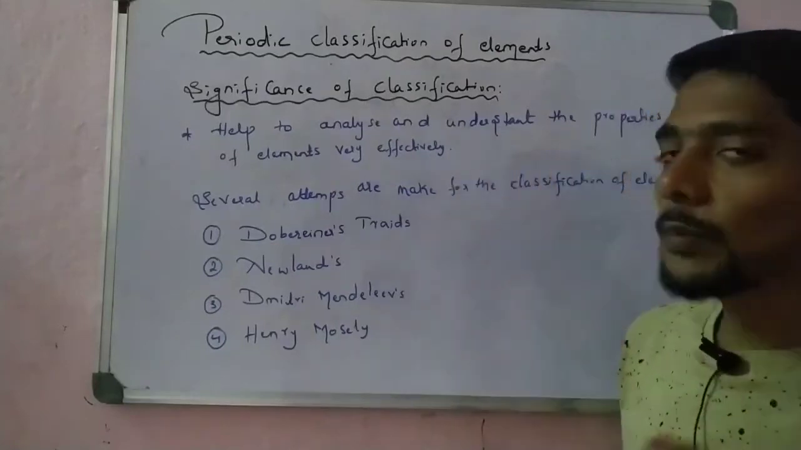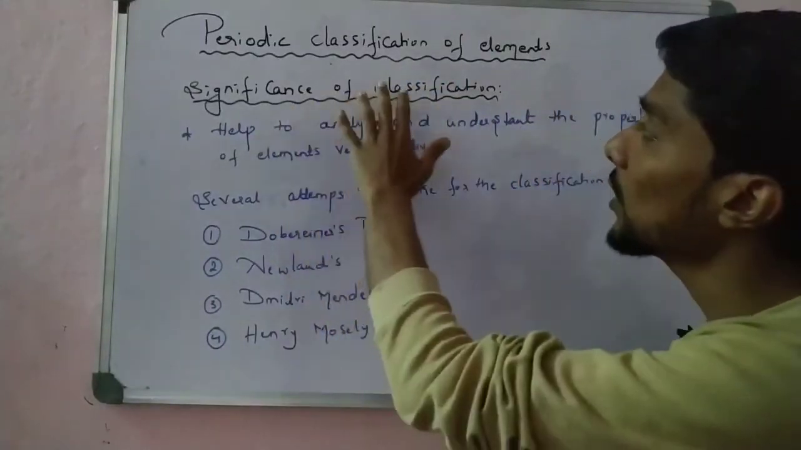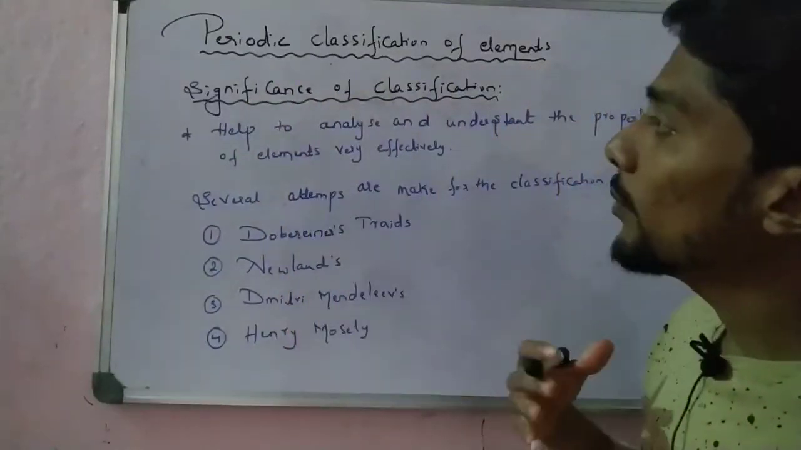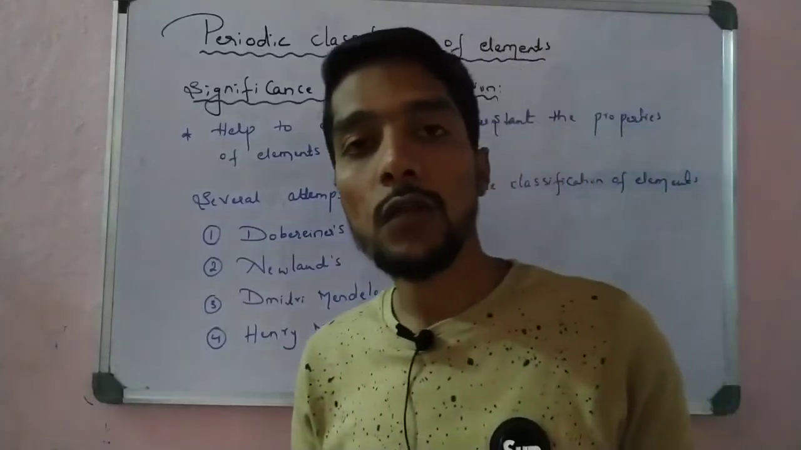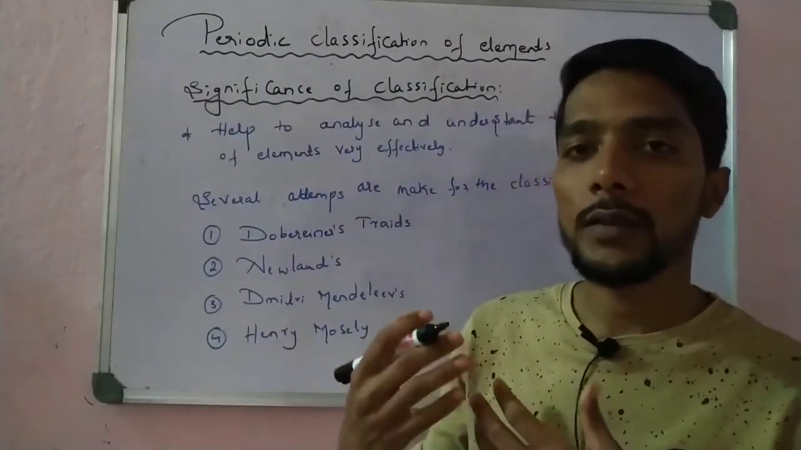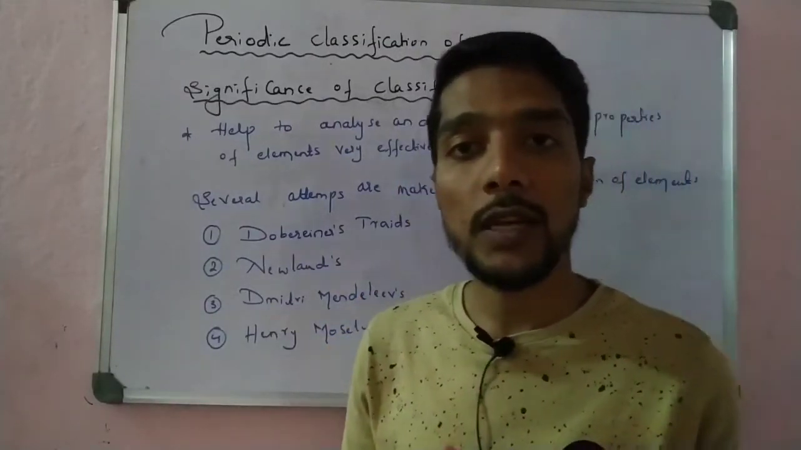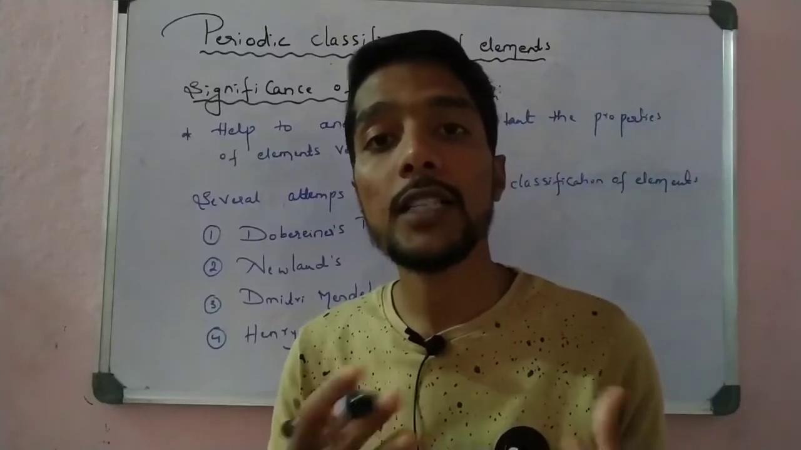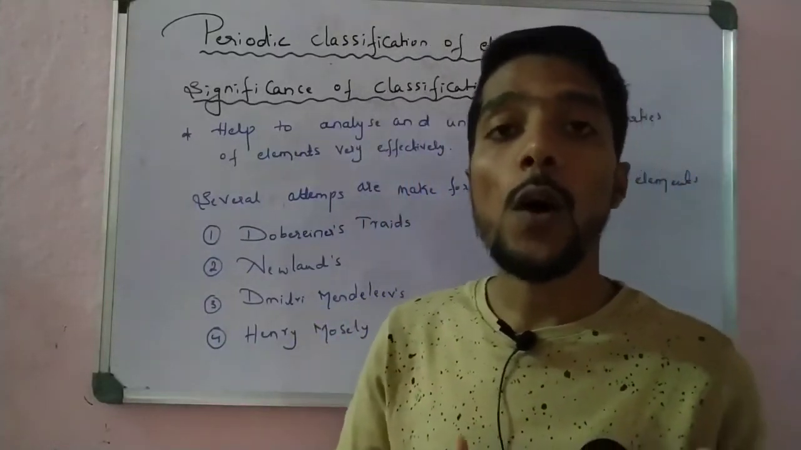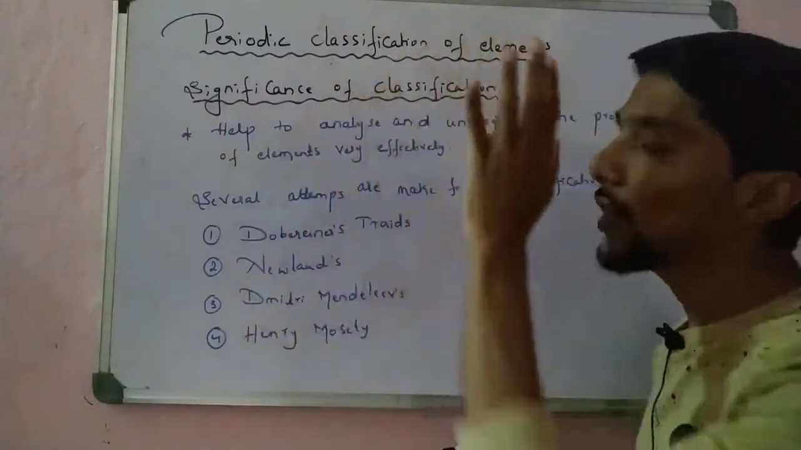So the first basic question is the significance of classification. Significance means importance. So what is the importance of classification, right? Nowadays we classify the elements according to their atomic number, but in the first attempts they classified according to the increasing order of atomic masses. So why did they require all these efforts? Why do we need to classify? That is the importance of classification of elements.